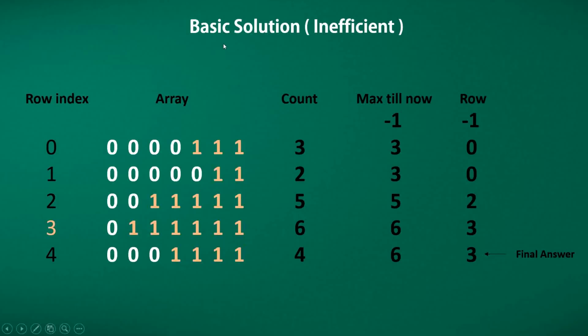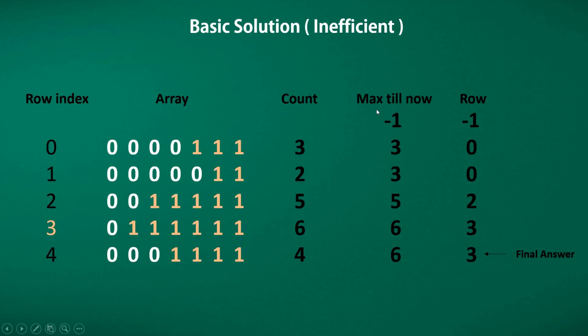So this is a very basic solution. Let me explain how this works. We will need three extra variables: count, max till now, and row. Count will count the number of ones in a given row, max till now is a variable which will store the maximum number of ones that we have encountered up till now, and row will store in which row this maximum number of ones has occurred.